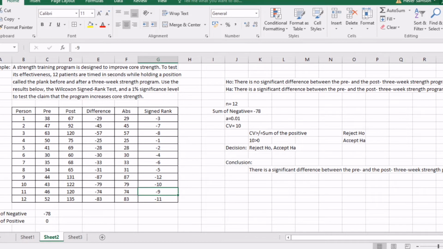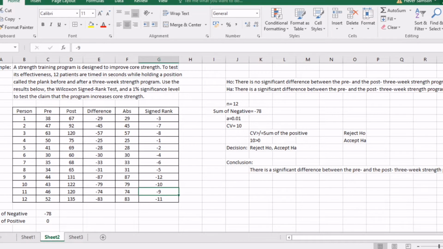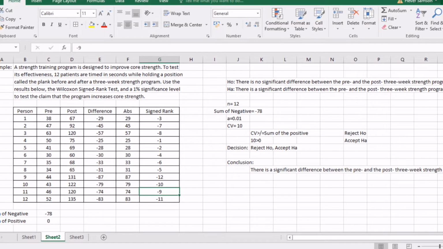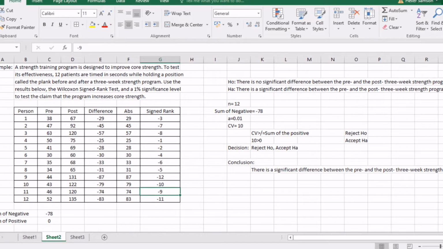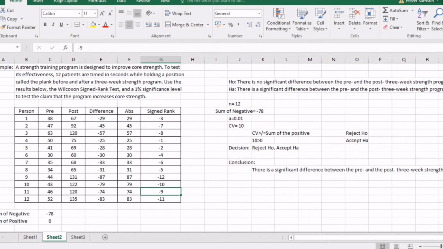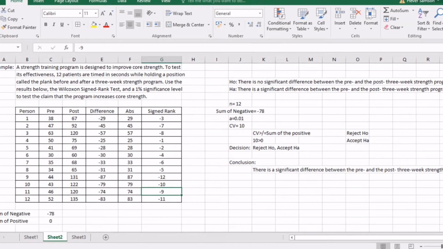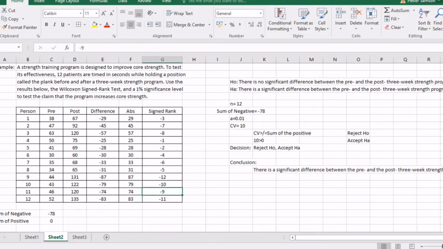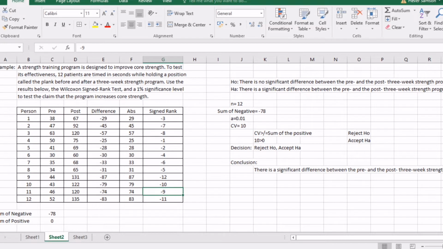As you can see here, we have the sum of the negative and the sum of the positive. Since they are all negative, we will just add these all. You can see that the sum is equal to negative 70. And for the positive, that is 0. Why is it 0? Because we have no positive rank here. It is all negative rank. Now, let's continue.